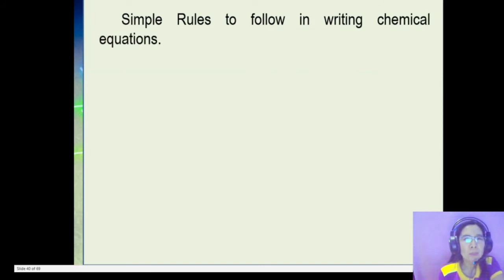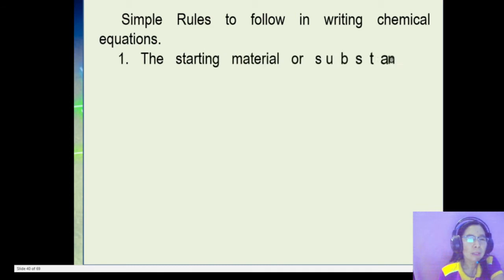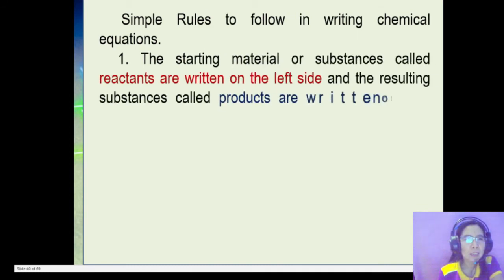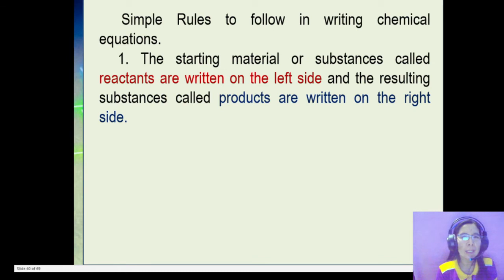We have here the rules to follow in writing chemical equations. Let's try to read the first one. The starting material or substances called reactants are written on the left side, and the resulting substances called products are written on the right side. Okay, so we have done that one. Always remember that in writing a chemical equation, the reactant should always be on the left side and the product should always be on the right side, and it should be separated by an arrow.